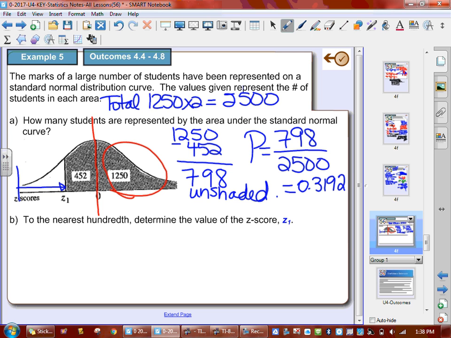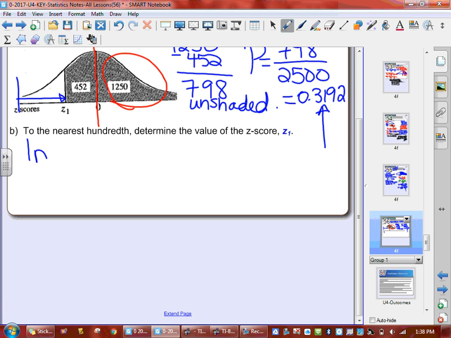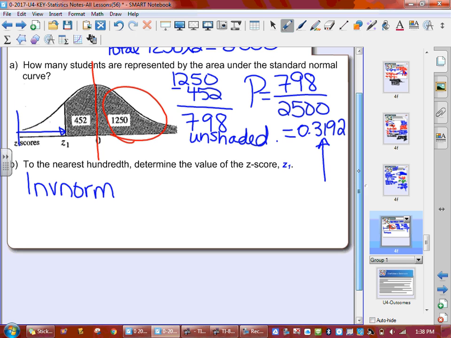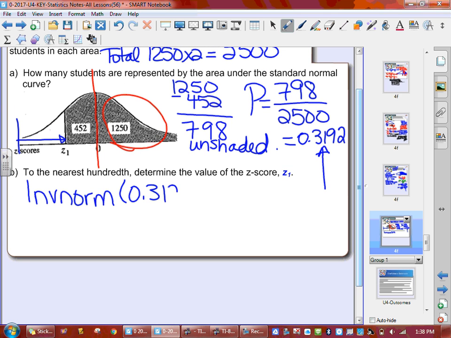So we solved letter A. We needed to find this area number in order to find the z-score number. So now on B, we are going to go inverse norm. And we're going to put our probability number in, 0.3192, comma 0, comma 1. And that's going to give us our z-score location. Now we know it's left of 0, so it's got to be a negative number. And again, z-scores are rounded to 2 decimal places, so that's why it's asking for the hundredth. 2 decimal places. So this is going to give us an answer of negative 0.46993, yada yada. So we want 2 decimal places. This 9 is going to round that 6. So that means our z-score is negative 0.47.